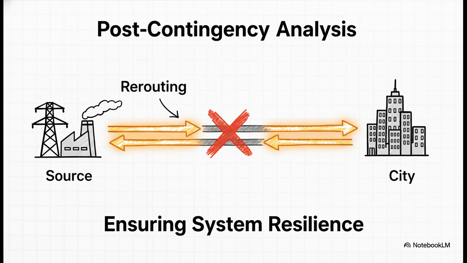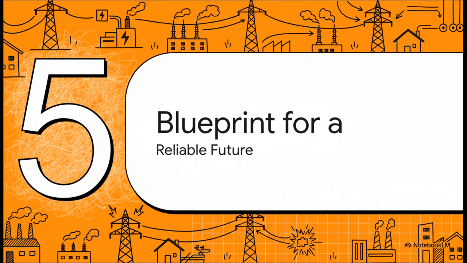And this is where you uncover these fascinating non-obvious problems. All of a sudden, a cable on a totally different part of the grid, one that was barely being used before, is now pushed past its breaking point. It's these hidden connections that the simulation reveals, which is how you stop one small failure from turning into a massive cascade. So let's bring it all home.